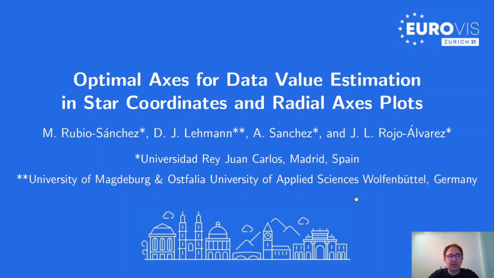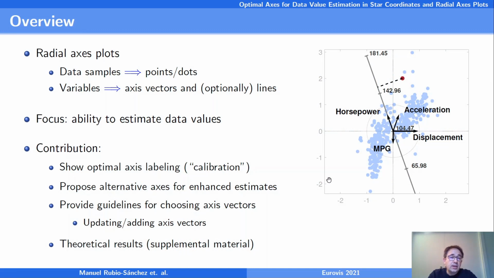I'm a professor at Universidad Rey Juan Carlos in Madrid, Spain, and I'm going to present our work on optimal axis for data value estimation in star coordinates and radial axis plots. So radial axis plots are projection methods that map high-dimensional data onto a lower dimensional space, which is normally a plane. So data samples are represented by points or dots, and it is also possible to include information about variables by showing a set of axis vectors where each one is associated with a variable.